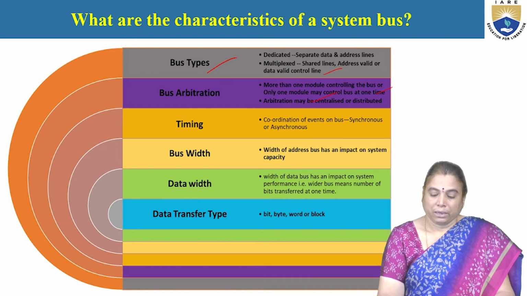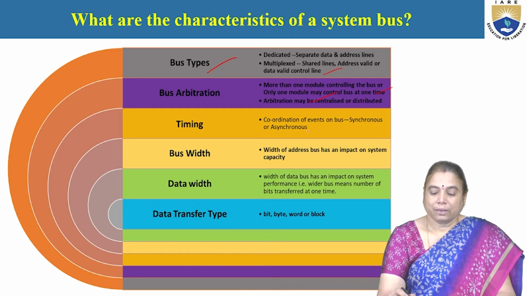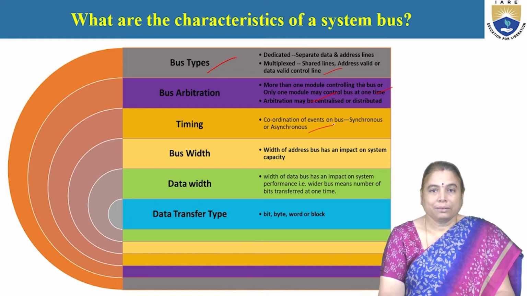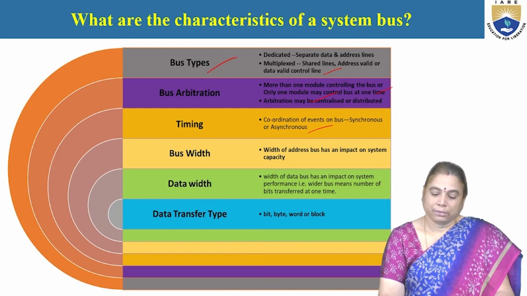Next is timing. So coordination of events on the bus, synchronous or asynchronous. This can be achieved with the clock signals. If the devices involved in the communication use the same clock signal, then synchronous communication can be used. In case they use different clock signals, then asynchronous communication takes place.